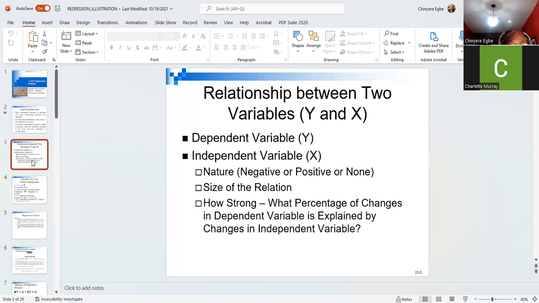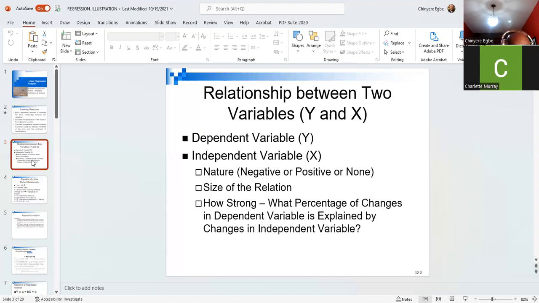For example, the amount of gasoline in your car, which is the dependent variable, depends on how far you have been driving, the distance you have been driving. And the relationship will be negative. If you fill the tank of your car, the more you drive, the less gasoline you will have, okay? So you have a negative relationship.